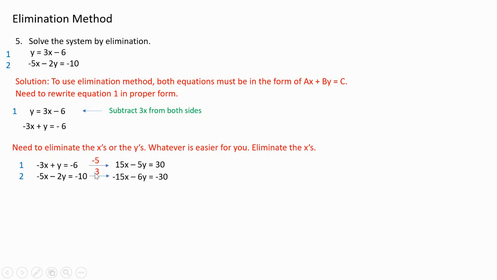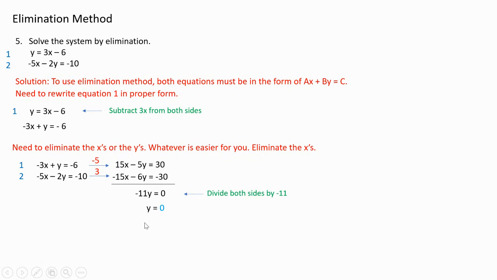And we do the same thing with equation 2. We multiply every term by 3. So 3 times negative 5 will give us negative 15x, 3 times negative 2y will give us negative 6y, and 3 times negative 10 will give us negative 30. Then you see here the x's cancel because 15x minus 15x will give me 0, but we add the y's. So then we divide both sides by negative 11.